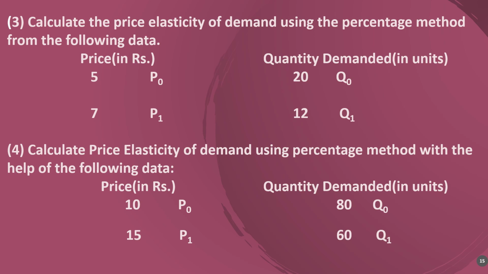The next problem: calculate price elasticity of demand using the percentage method with the help of the following data. Same way, you are given 2 columns, price and quantity demanded. P0, which is the original price, is rupees 10. P1, which is the new price, is rupees 15. The quantity demanded at price rupees 10 is 80, which is the original quantity demanded, and 60 is the new quantity demanded at price rupees 15.